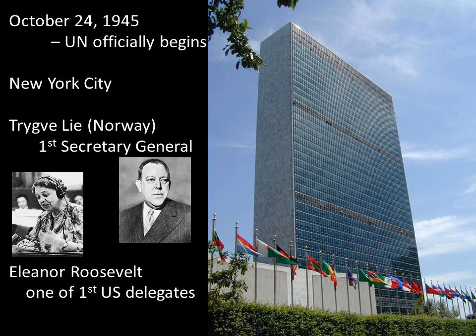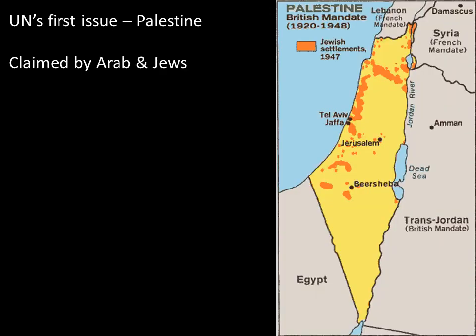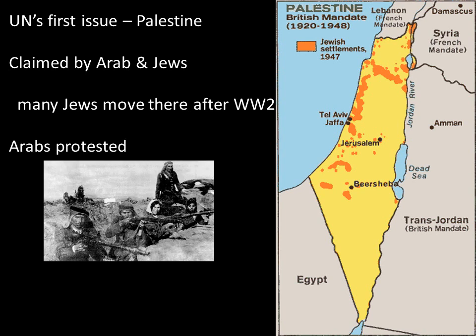The first issue that the UN is going to have to deal with in the world was Palestine. Palestine was an area in the Middle East that was claimed by 2 different groups of people. It was claimed by the Arabs as being theirs. It was claimed by the Jews as being theirs. And that had been around for a while. But after World War II, many more Jews are going to start moving there, and the Arabs are going to protest.